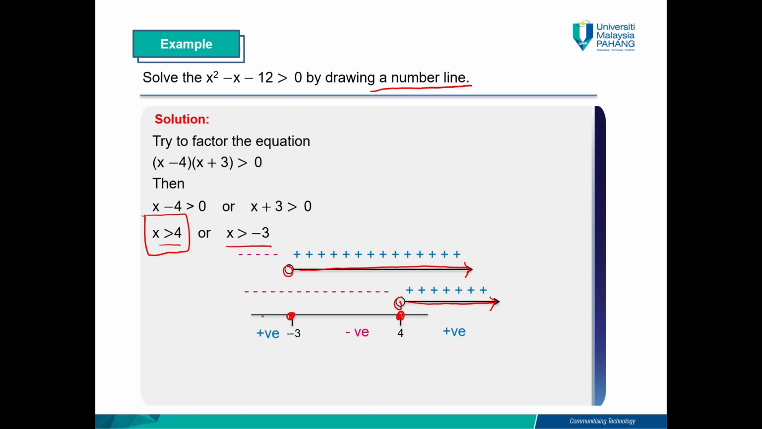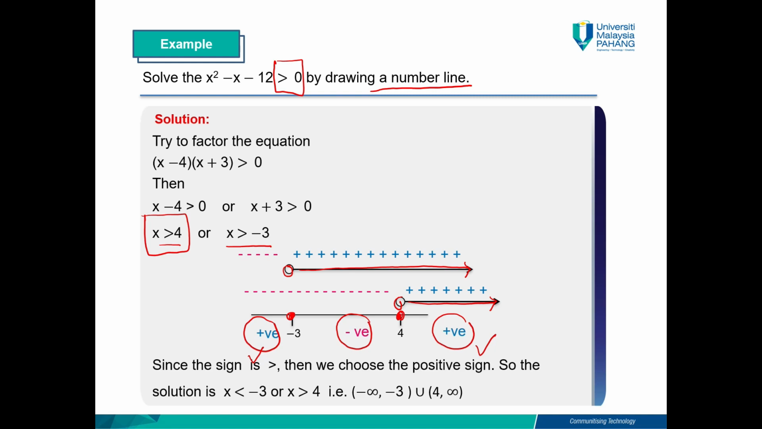Alright, so next step, we multiply these two values. Negative, negative will give us a positive value. A positive value and a negative value will give us a negative. Positive, positive is positive. So what do we want? We want a positive answer. That means we want this interval and this interval. So our answer will be minus infinity until minus 3 and 4 until positive infinity, but not including the values of minus 3 and 4 because we don't want the value 0. We just want all values that are positive.